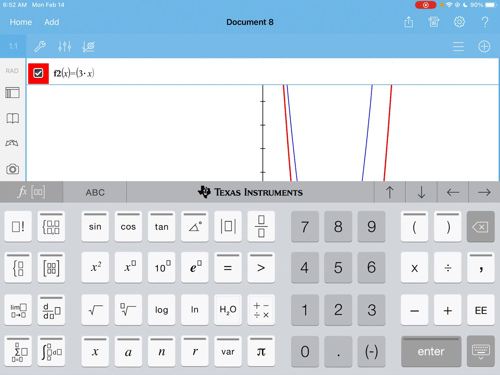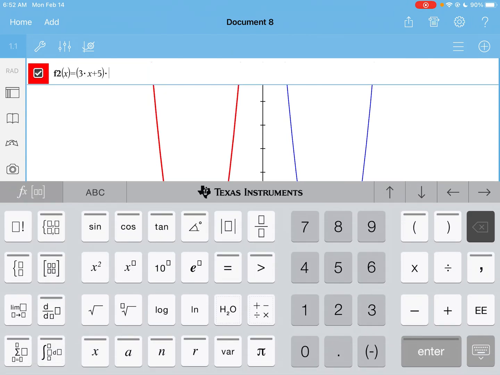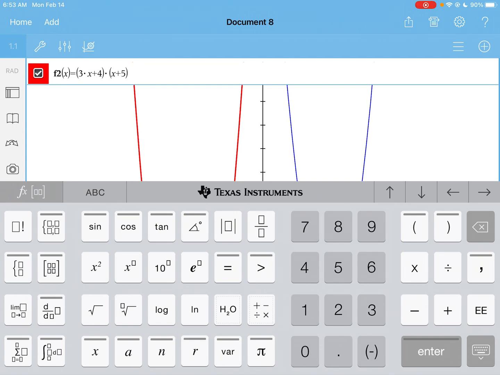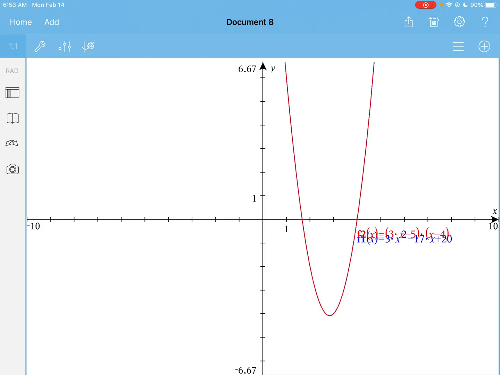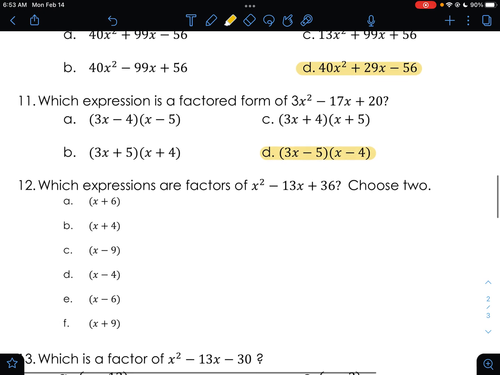Tab, go up, erase. Second one is 3x plus 5 times x plus 4. Press enter. Not the same graph. Tab, go up, erase it out. We have 3x plus 4 times x plus 5. Press enter, not the same graph, tab, go up, go to our last answer choice, 3x minus 5 times x minus 4, press enter, there we go, last one's a charm again, it covers it up exactly, that means they're the same, that means it's the factored version of it, so my answer is D.